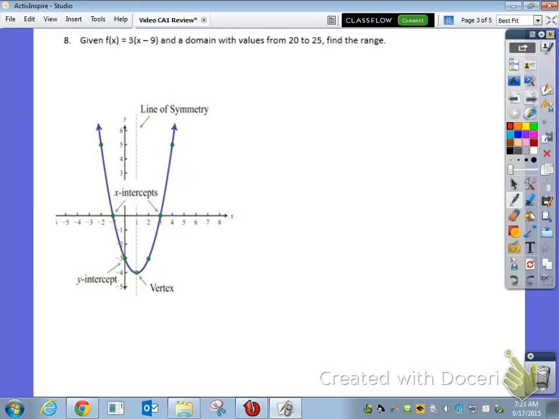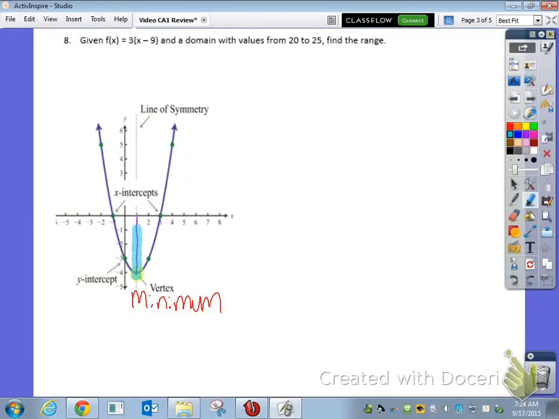So this one, I just want to make sure that you know the line of symmetry. Always find your min or max. This is a minimum because it's at the bottom, okay? When you have your minimum or your maximum, you start at that point and go straight up. I'm going to do this with a different color so you can see.